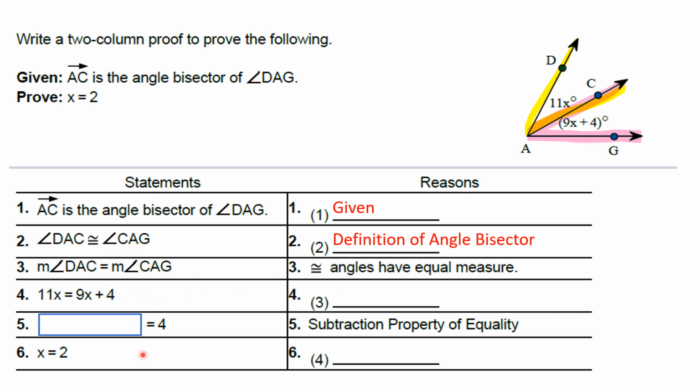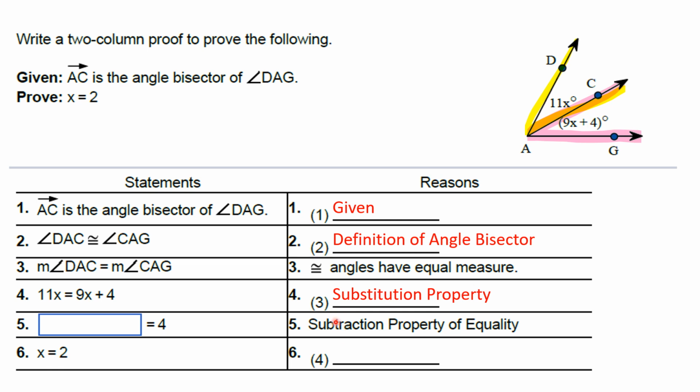All right, what about from line 3 to line 4? So measure of angle DAC got replaced by 11x, and then measure of angle CAG got replaced by 9x plus 4. Where do those numbers come from? That's from up here, right? In the diagram. All right, so we were just substituting in the values of angle DAC and angle CAG.